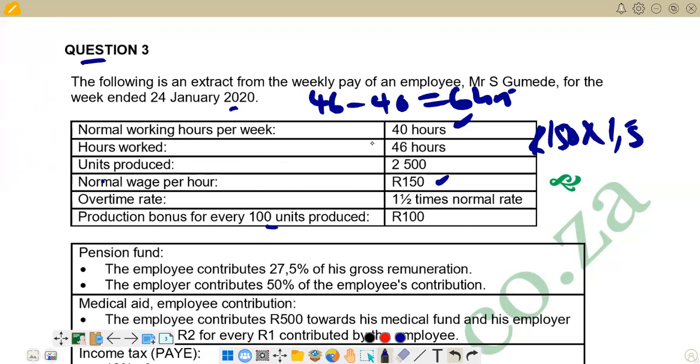If you come here, units produced, we have got 2,500. So we want to find out how many hundreds are there in 2,500. If you say 2,500 divided by 100, we see how many 100 units are inside 2,500. We divide there, obviously, we are going to get 25. So we've got 25 100 units inside 2,500 units. So to get the value of the production bonus, we say 25 times 100.